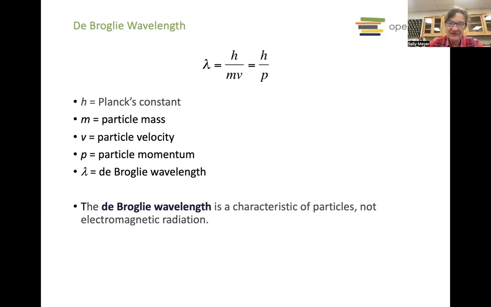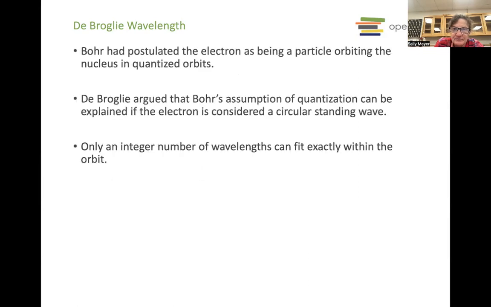So the de Broglie wavelength is a characteristic of particles, not of electromagnetic radiation. Bohr had postulated the electron as being a particle orbiting the nucleus in quantized orbits. De Broglie argued that Bohr's assumption of quantization can be explained if the electron is considered a circular standing wave. Only an integer number of wavelengths can fit exactly within the orbit.